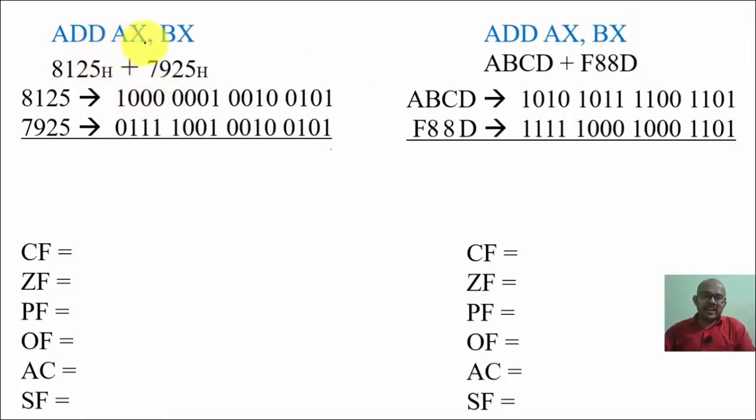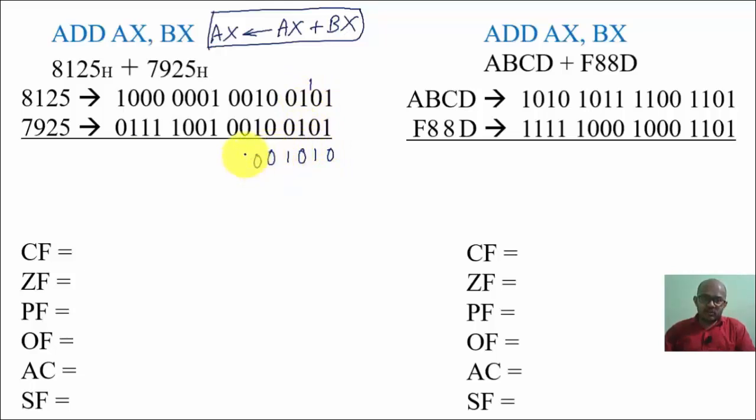If you are performing ADD AX, BX, the AX contents you are going to add with the BX contents and store the result in the AX register. So this is how you perform it. 8125 plus 7925, both are in hexadecimal, so I have written the binary equivalent. Now what is 1 plus 1? It is 2, nothing but 01, and so on for the remaining bits, and the result is 01011111. So you are not getting any carry.